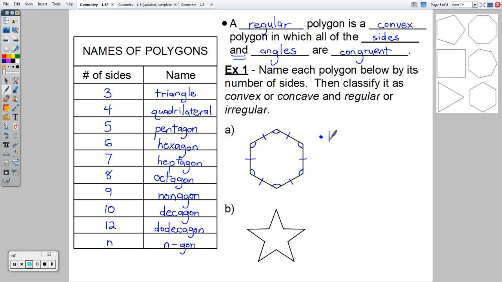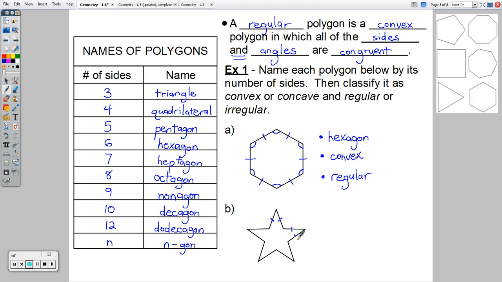So this is a hexagon because it has 6 sides. This is convex. You have no caving in parts. And it is regular because all the sides and all the angles are the same. And it was convex to begin with. So you have to start with a convex shape to begin with, and then the sides and angles are congruent to be regular.